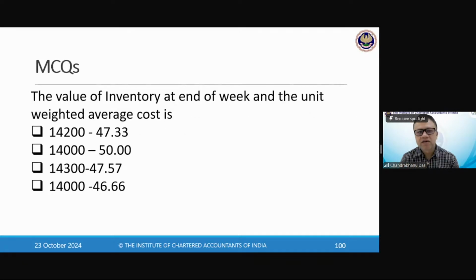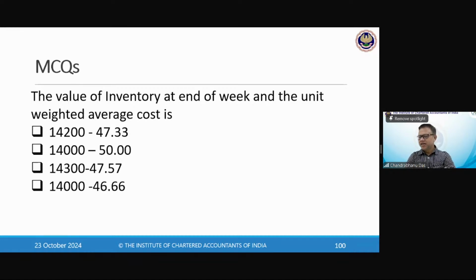What is the value of the inventory at the end of week, and what is the unit weighted average cost? This is what we have to calculate. I think all of you have noted that first slide information. Now I will be waiting for an answer. I will give you a time also.